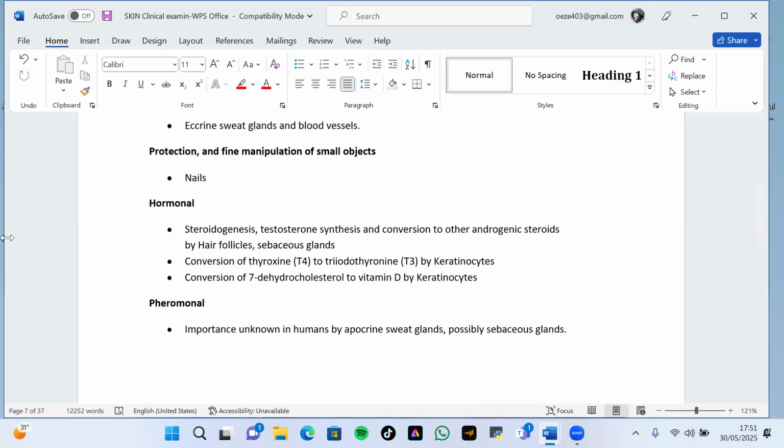Then also the skin has a role in hormonal responses, like we said, such as in the conversion of thyroxine (T4) to triiodothyronine (T3) by the keratinocytes. It is this T4 and T3 that is responsible for thyroid hormone activity. Then the conversion of 7-dehydrocholesterol to vitamin D. So the skin does these two functions, conversion of T4 to T3, and conversion of 7-dehydrocholesterol to vitamin D by the keratinocytes. And this is primarily carried out by the epidermis.